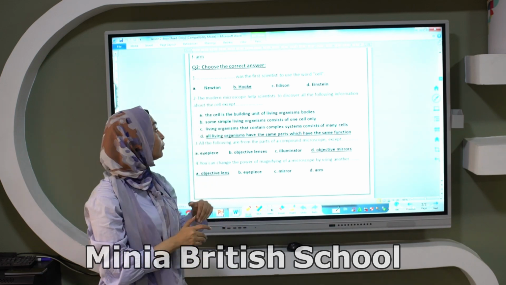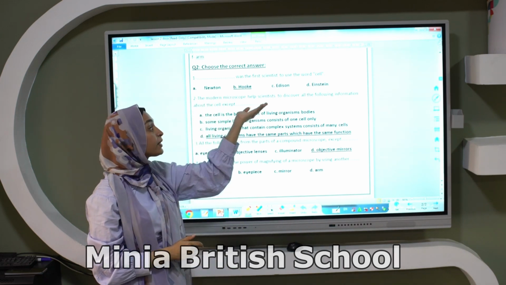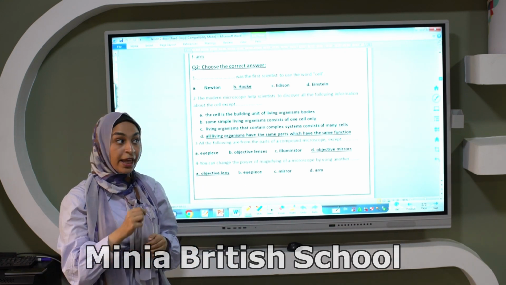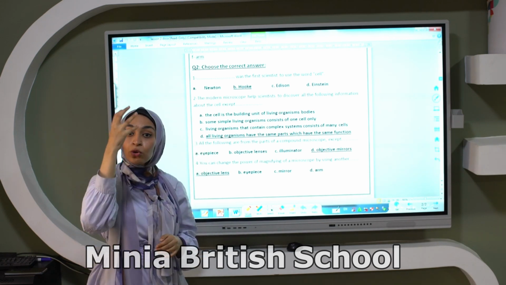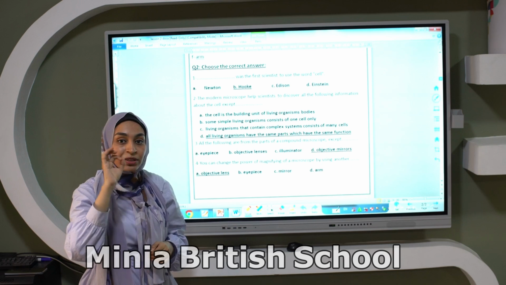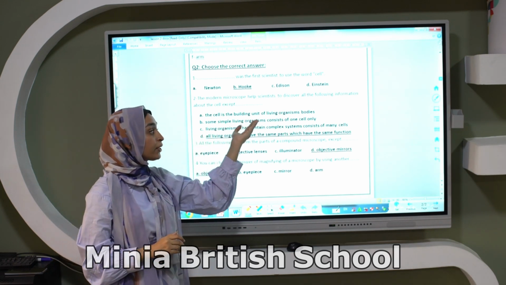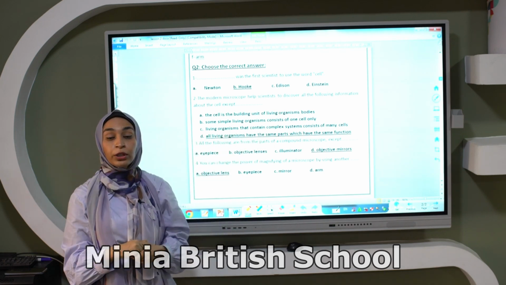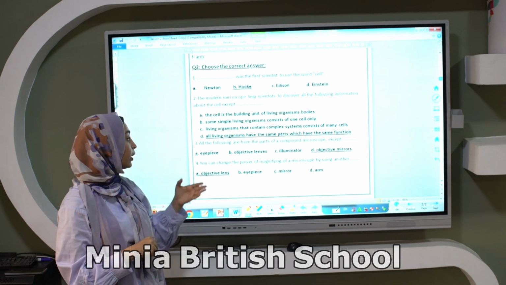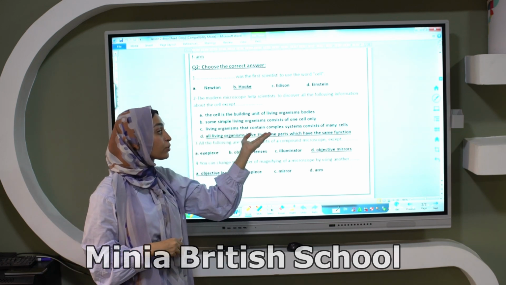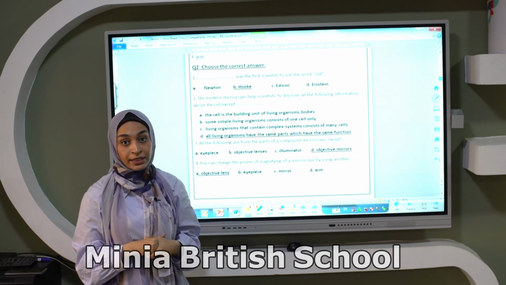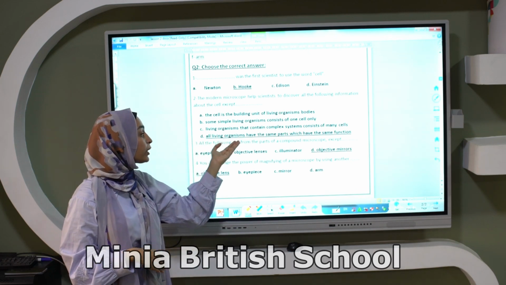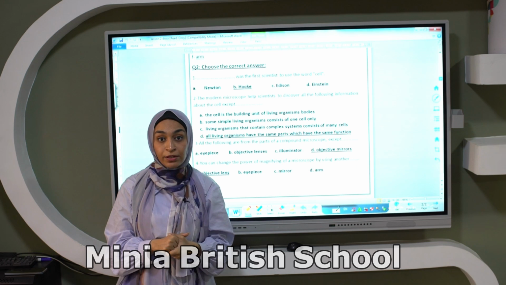What about number 2? The modern microscope helps scientists to discover all the following information about the cell, except what? In this question, I have to read all the choices well and choose the most accurate one. The cell is the building unit of the living organism. Yes, true. Some simple living organisms consist of only one cell. Also right, like the bacteria. Letter C, living organisms that contain complex systems or many cells. Yes, like the animals, the plants, and also the humans. Letter D, all living organisms have the same parts which have the same function.